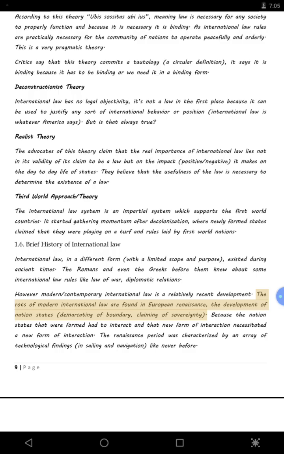The roots of modern international law are found in the European Renaissance, the development of nation-states, the demarcating of boundaries, and the claiming of sovereignty. Because the nation-states that were formed had to interact, and that new form of interaction necessitated a new form of law. The Renaissance period was characterized by an array of technological findings in sailing and navigation, like never before.